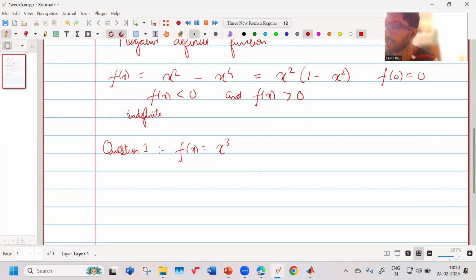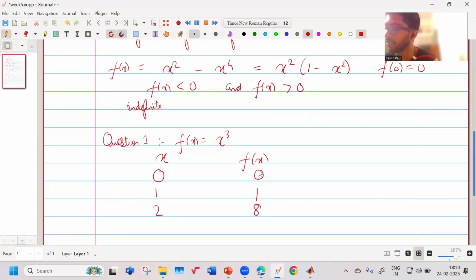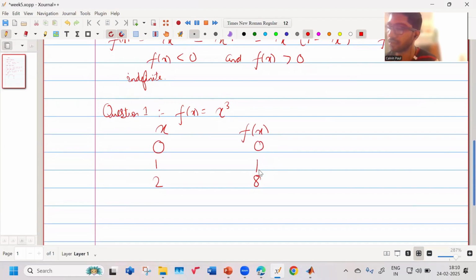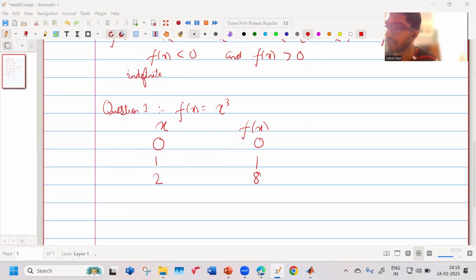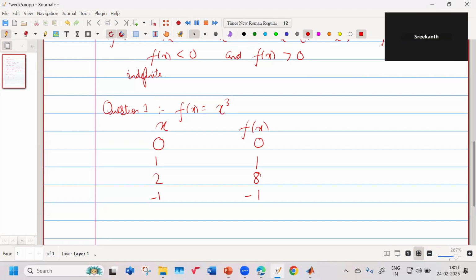A simple way: let us have a table. This is x and this is f of x. If my value of x is 0, my f of x is 0. If my value of x is 1, the value of f of x will be 1, since 1 cube is 1. When x is 2, f of x is equal to 8. But if we make x to be minus 1, then f of x comes out to be minus 1. If we make x to be minus 2, then its value comes out to be minus 8.